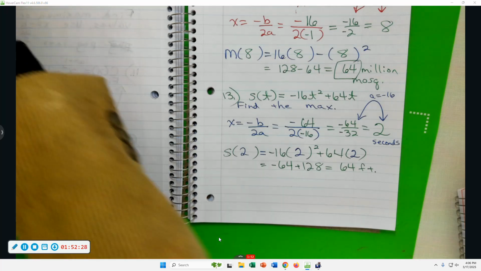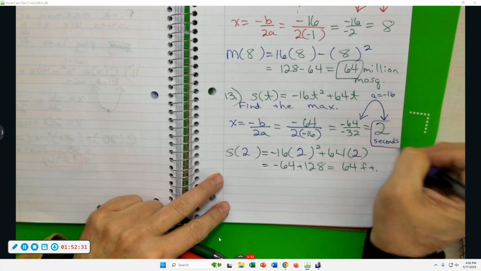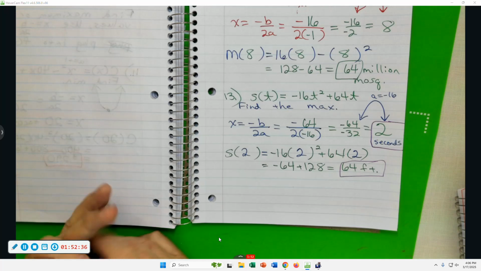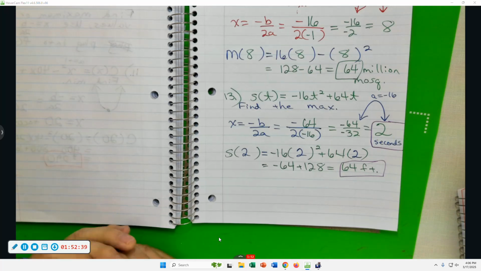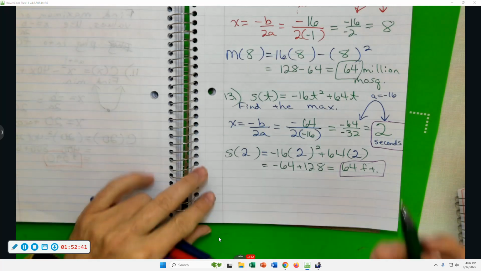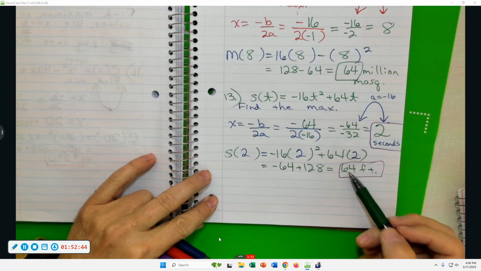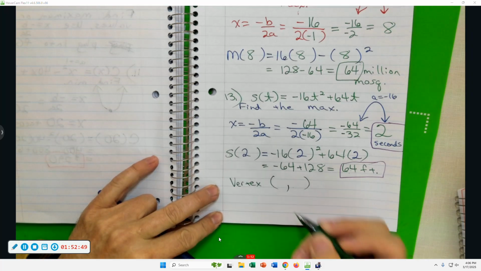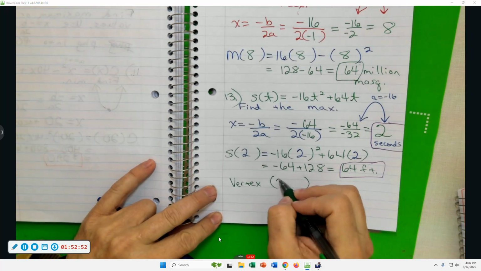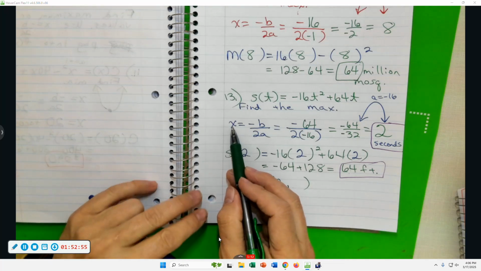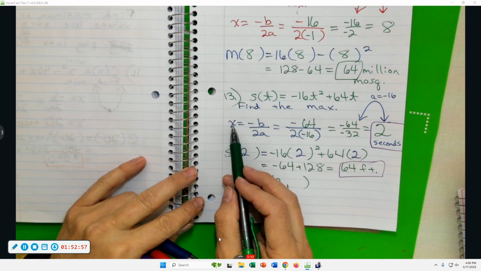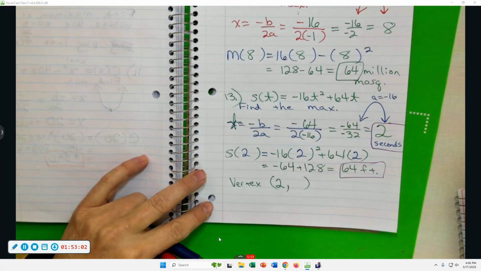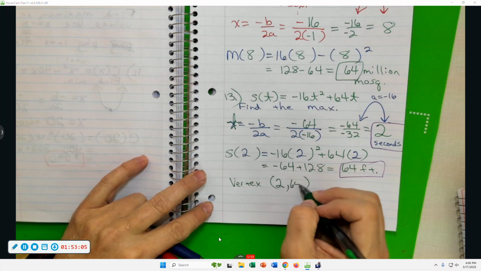And there's something else I need to mention. There's a problem I want to look back at. Any questions here? Make sure you understand. We just found the vertex for number 13. The vertex, the first coordinate is 2. Hey, look at that. What should that have been? It shouldn't have been an x. It should have been t equals. The second coordinate is 64.